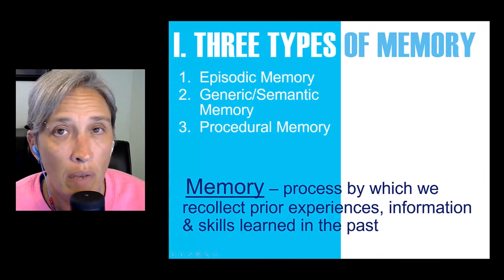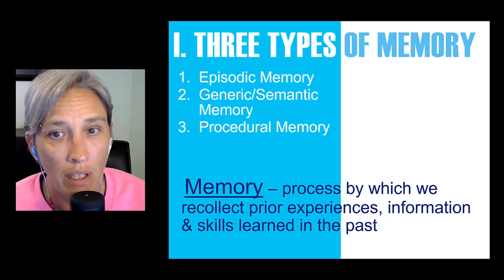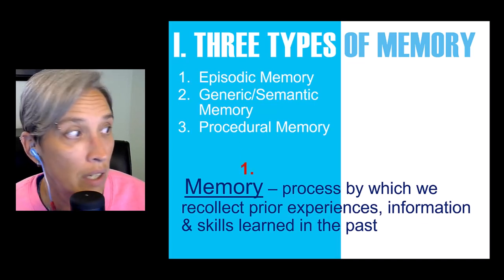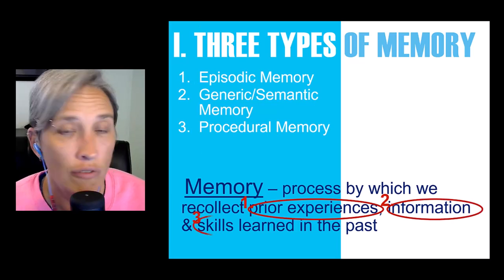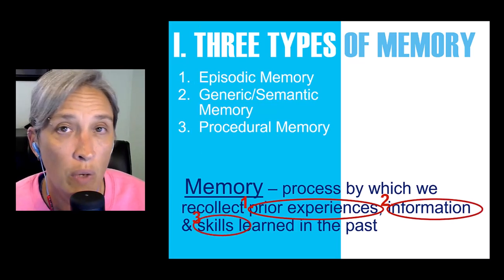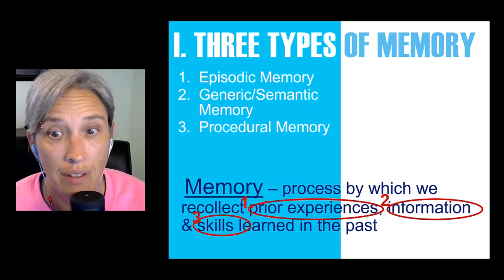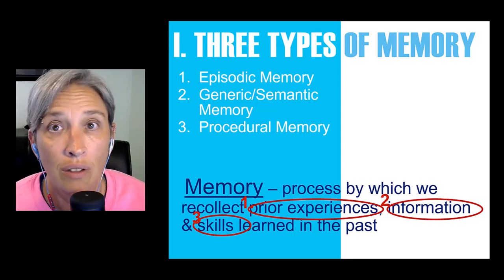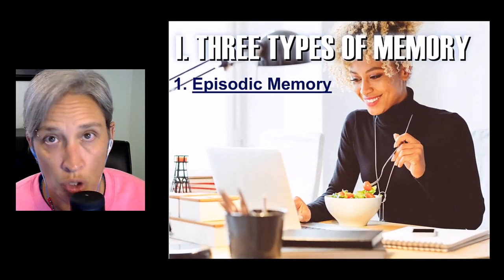Now, the types of memory that we have include episodic, generic or semantic, and procedural memories. And where do these things come from? They come from exactly what I just said. They come from experiences, they come from information, and they come from skills that we have learned in the past. Episodic, prior experience. Information is general or semantic memory, and skills are procedures. So let's take a more specific look at each one of those.